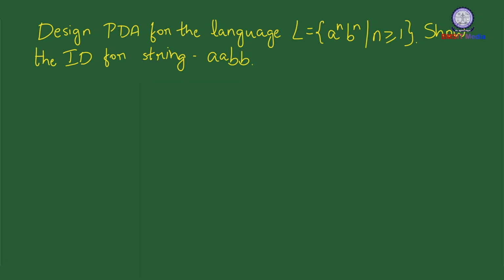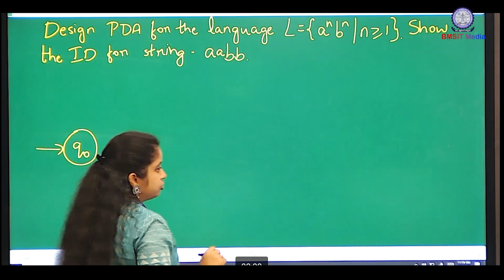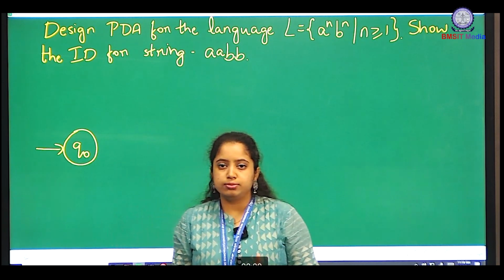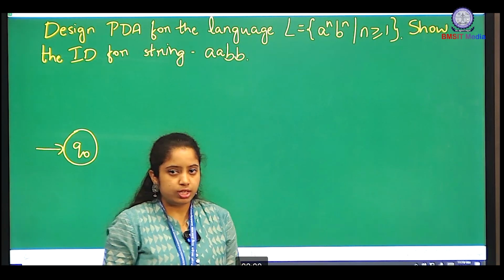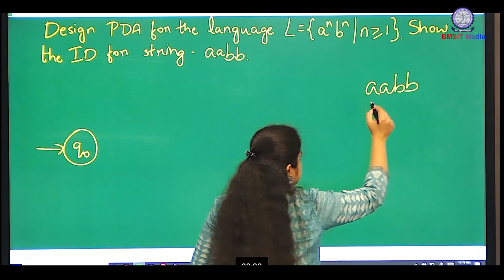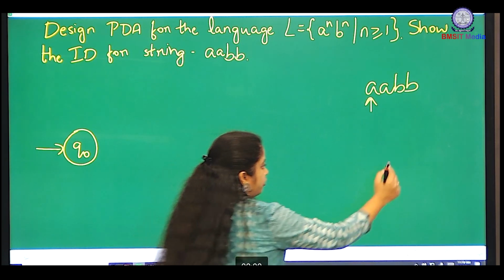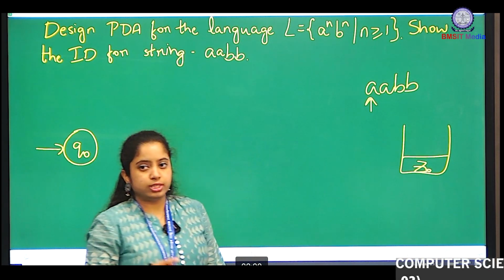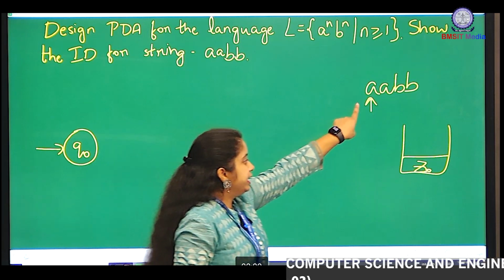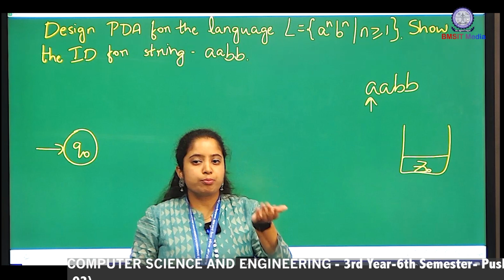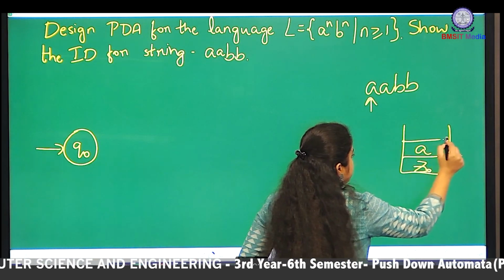First of all, let me start with state Q0. My initial state is marked using an arrow mark. So Q0, I am starting with the initial state. When I receive AABB as the string and I see A, what will be in the stack? The stack will contain Z0. When you read A corresponding to the stack symbol Z0, you need to push A to the stack.